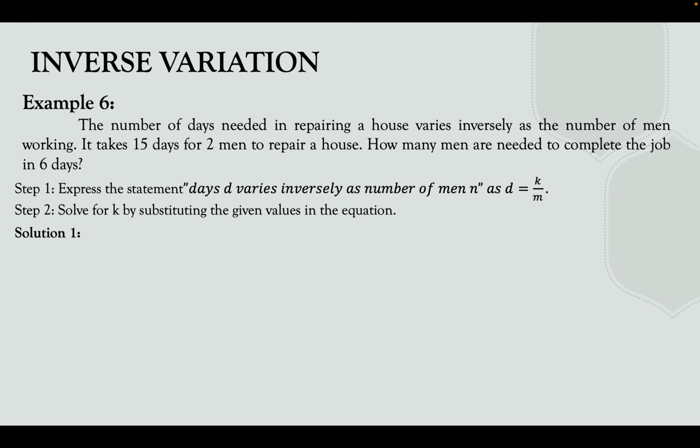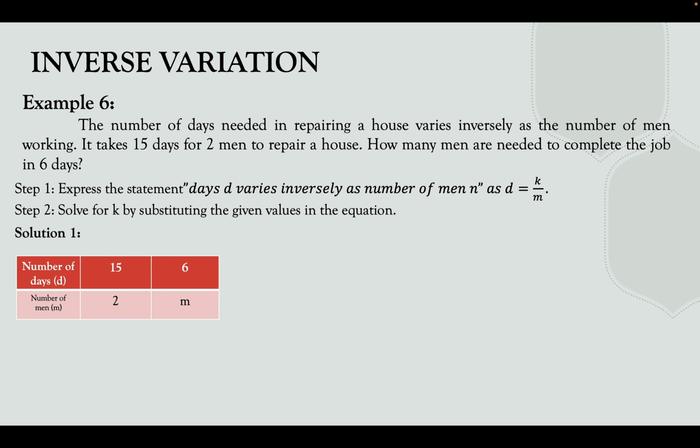Solution 1. So you can easily analyze the given situation, you can make a table. I usually make a table in this one. For the number of days, we have 15, by the number of men, 2, since it takes 15 days for 2 men to repair a house. And then for the number of days, we have 6, and we will now find the number of men needed to complete the job in 6 days.